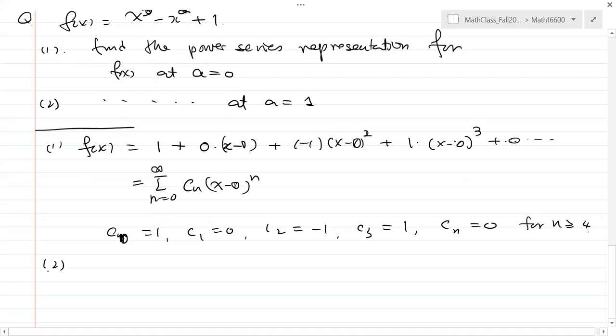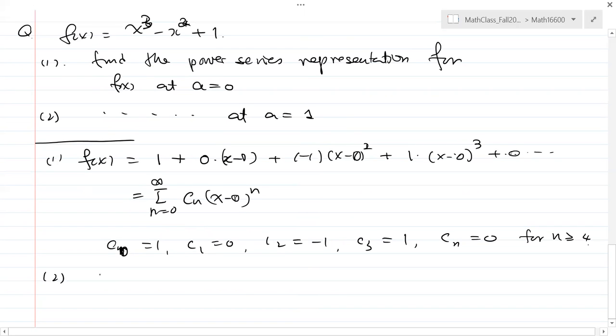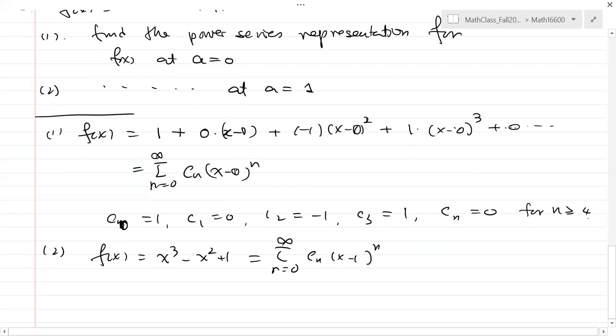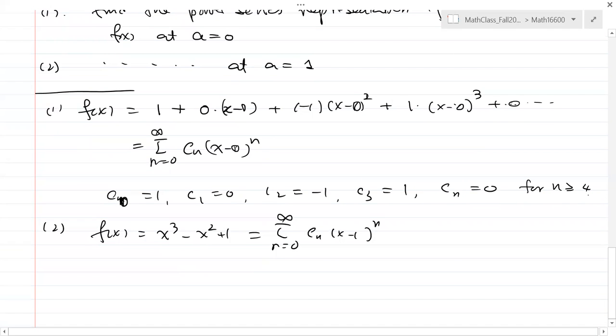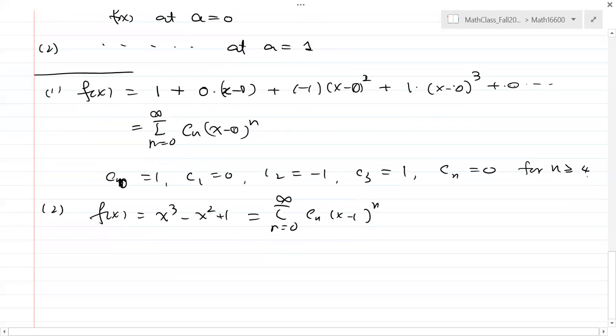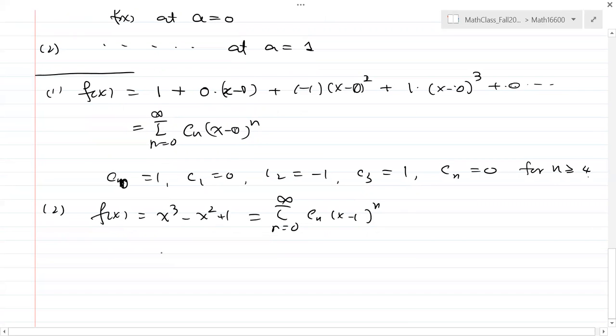The second one is a little bit more difficult. I don't need to find the derivatives, since polynomials are so special. What I'm going to do is express this function in the form of the sum of c_n times x minus 1 to the power n. I just need to figure out the coefficients. There are a couple of ways to do it. One is to find a Taylor series, and then you have to prove that the Taylor series converges to that function. But since it's a polynomial, the easiest way is just to rewrite this polynomial in a different way. You let u be x minus 1, then x is going to be u plus 1, right?